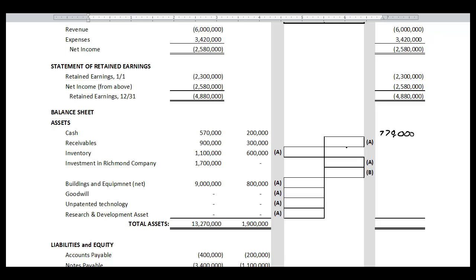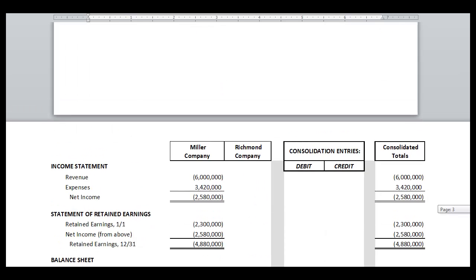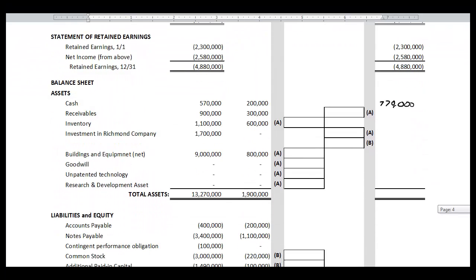Now, what am I doing in these debits and credits that I'm calling my consolidating entries? These entries are not being made on the general ledger of Miller, nor on the general ledger of Richmond. They are being made on a worksheet. And this could be Microsoft Excel, it could be Hyperion, it could be any number of packages that companies use in order to create consolidations.